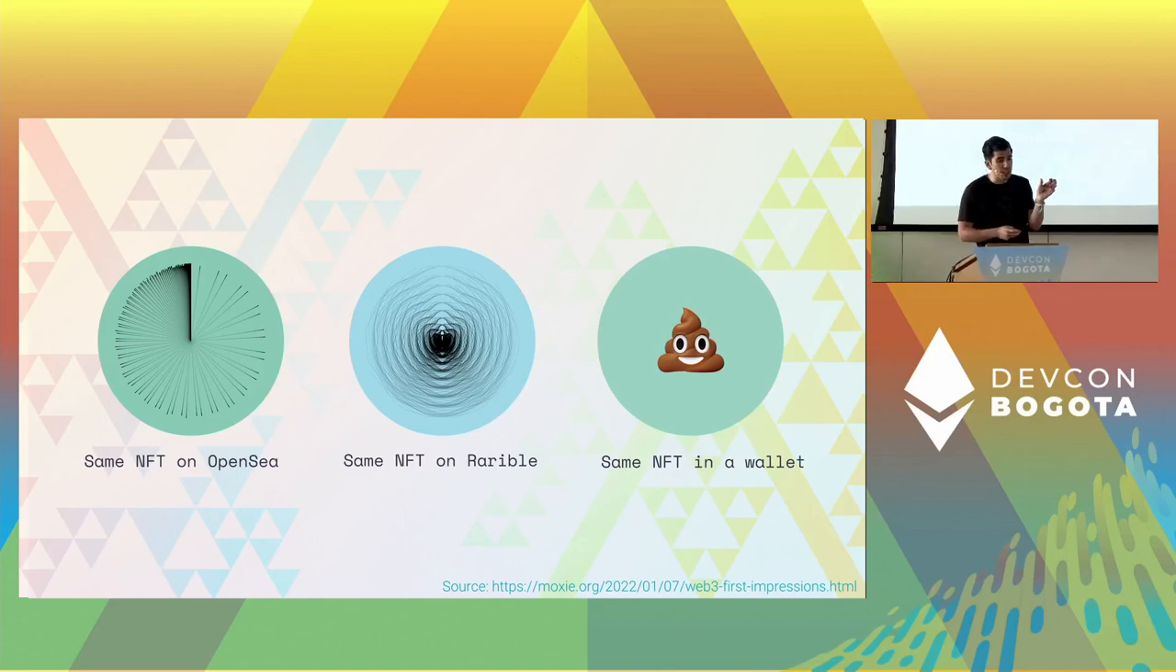One of the things he did was build an NFT app, and to kick the tires on the guarantees that we think we have when building on NFTs, he basically built a single NFT, but depending on where you viewed it, whether on OpenSea, Rarible, or in your own wallet, you got one of the three images shown on the screen. So when you're buying the NFT or looking at it in a collection, you see this cool piece of artwork, and then by the time it makes it to your wallet, you get a poop emoji.